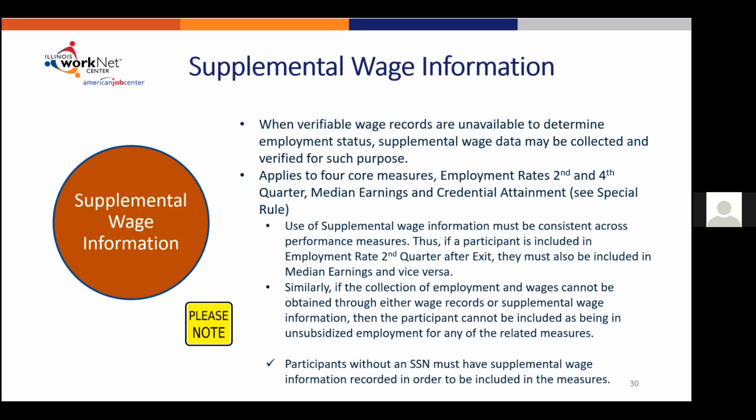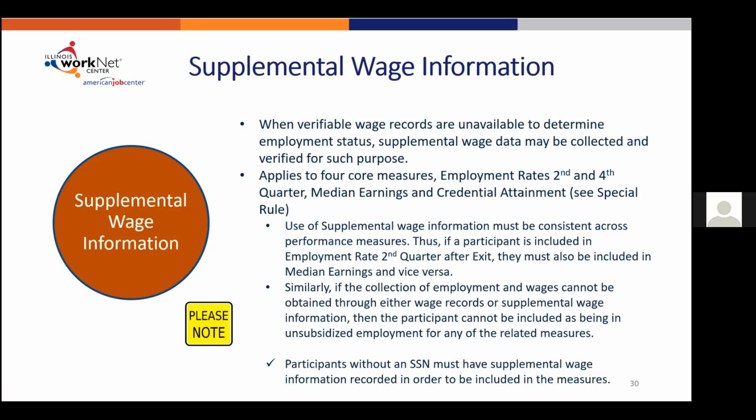Use of supplemental wage information needs to be consistent across all the performance measures. So, for example, if a participant is included in the employment rate second quarter after exit based on supplemental wages, they're also going to be included in the median earnings rate, and vice versa. So in your system of record, one documentation of a supplemental wage record when needed in their second quarter after exit is going to count for that positive in the second quarter, and then it's going to put them in that list of median earnings wages.